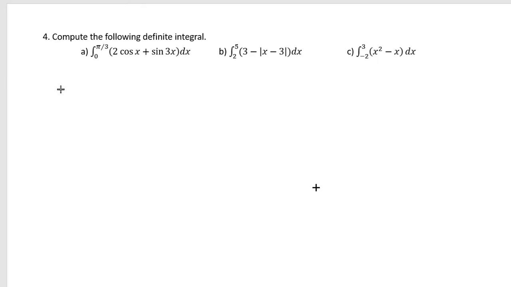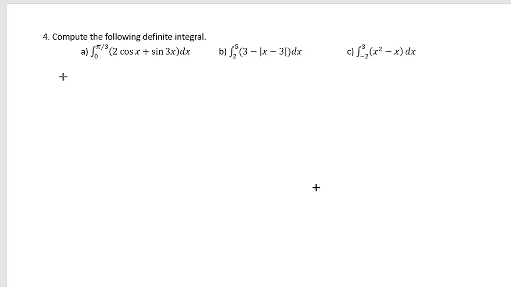So for these definite integrals, usually you just find the antiderivative and plug in the endpoints, except the one with the absolute value. This one will be easier if you just use geometry. But the first and last ones, you can easily find the antiderivatives, and you just use the fundamental theorem of calculus, which means you just plug in the endpoints and subtract.